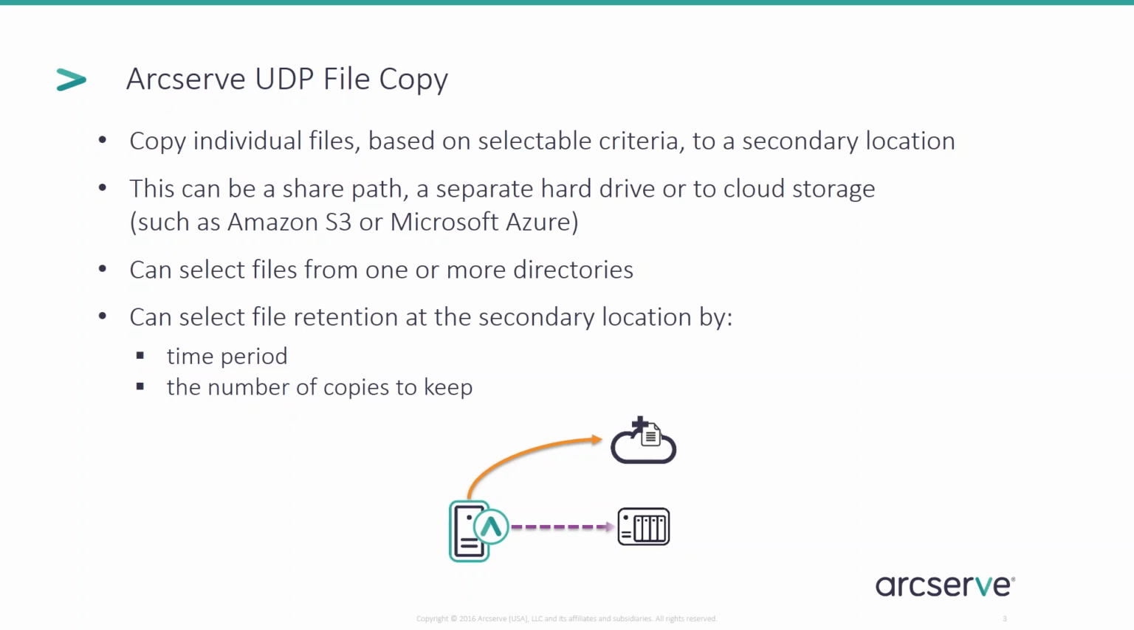This location can be another local disk or a shared drive on a NAS, for example, or it can go to cloud storage, such as Amazon S3 or Microsoft Azure. We can select one or multiple directories, and we can select the retention for files based on time period, or we can choose to keep a certain number of copies that are sent to that other location.